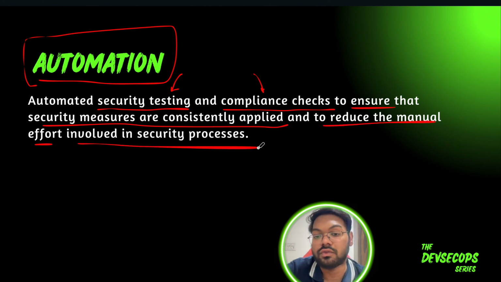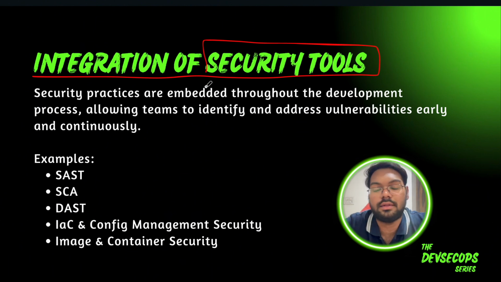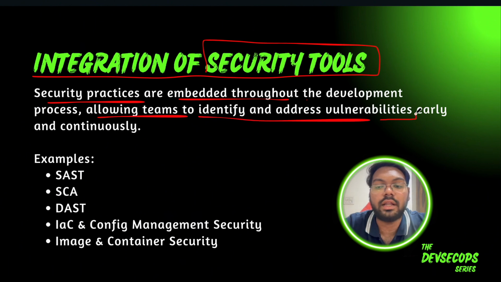So that's why I mentioned that we should be integrating some tools in an automated way that would check all these different things. Then next is integration of security tools. As I mentioned in the earlier phases, we have to shift left and implement these different tools. So now security practices are embedded throughout the development process, allowing teams to identify and address vulnerabilities early and continuously. So what is the benefit of shifting left?